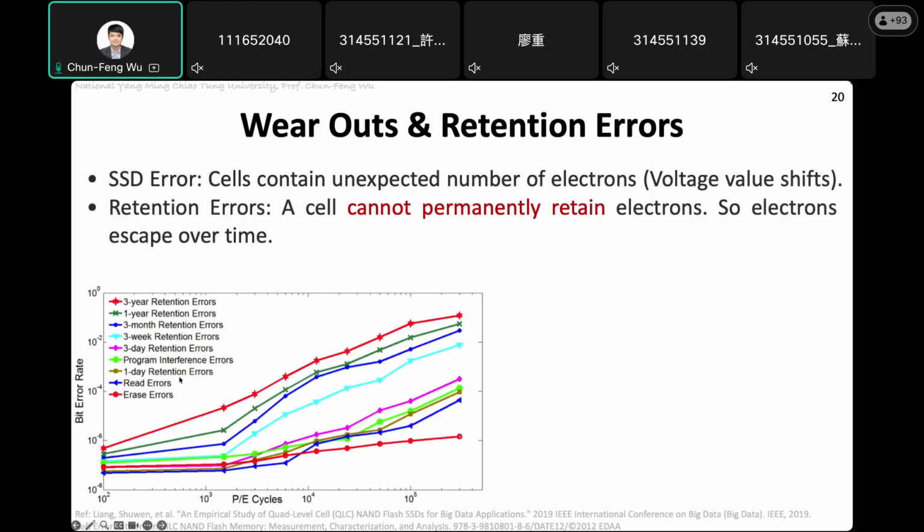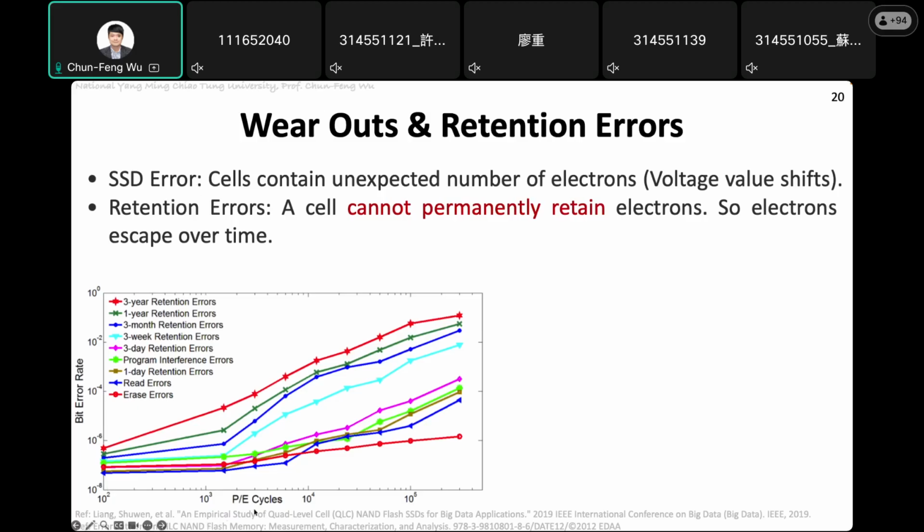Okay, and there are a lot of plotted lines here. I think a very important one is this 3-year retention error. So the 3-year retention error is this line. It means you put the SSD there and you don't do any program or erase, you just leave it there for 3 years. You don't really use it, and there is some chance to have errors.